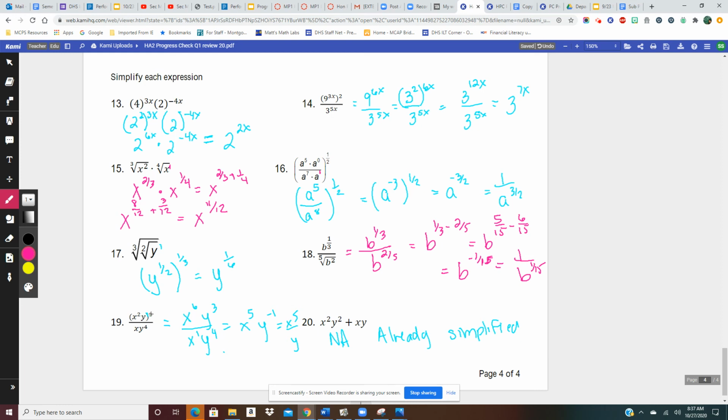Okay, and this one is already done. Again, distribute this 3 to both of those, and then when you're dividing, you subtract exponents, and then this negative exponent comes back to the bottom, and this is your final answer, x to the 5th over y.